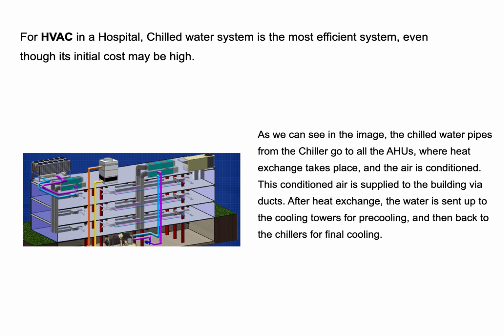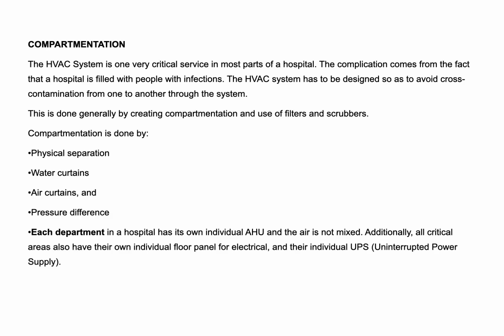Compartmentation is done in many ways. First is physical separation. Then we can use water curtains, air curtains, and we also use a pressure difference to create that compartmentation. Each department in a hospital will have its own individual AHU, and this air is not mixed with any other air. Additionally, all critical areas also have their own individual electrical flow panels and their individual UPS.